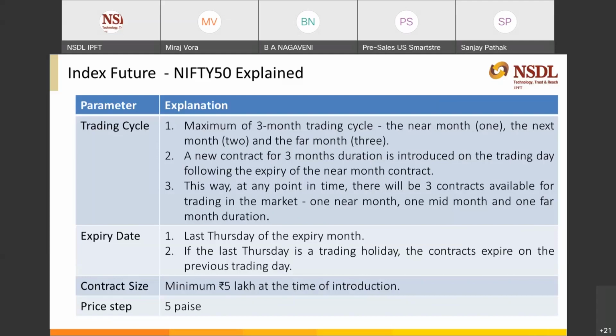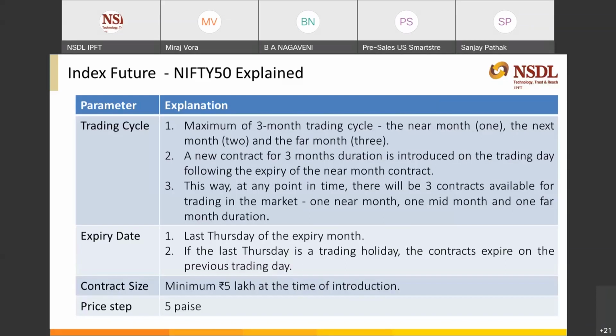Now, since today we had an expiry, tomorrow a new contract will open. That means the April month, which was next for the March expiry, will become your near month. The far month, which was May, would become the next month, and a new far month contract will open. That will be the June month. So at any given point of time, you will have three monthly contracts open, which are near, next, and far. So from tomorrow, you will have April, May, and June, like today, when the trading hours were going, you had March, April, and May.